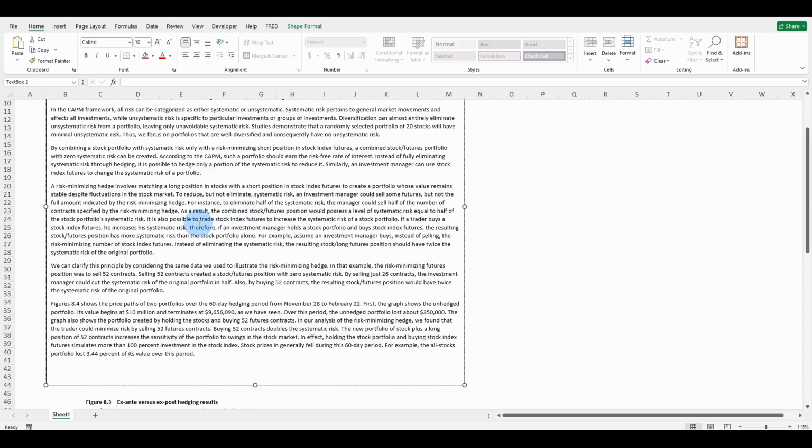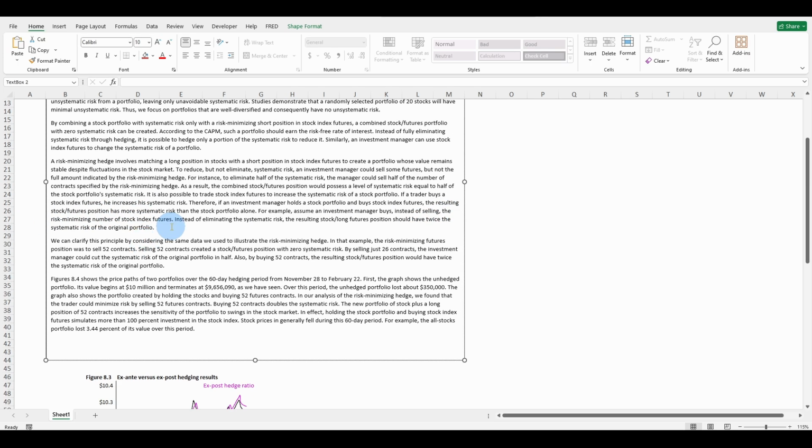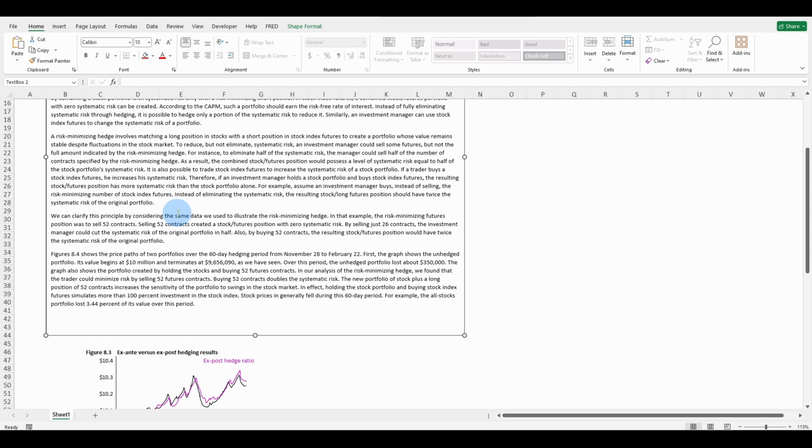It's also possible to trade stock index futures to increase the systematic risk of a stock portfolio. If a trader buys a stock index future, he increases his systematic risk. Therefore, an investment manager holds a stock portfolio and buys stock index futures. The resulting stock futures position has more risk. In other words, you have a portfolio, you buy the index, well, guess what? It sounds like you're doubling up your risk. For example, assuming an investment manager buys, instead of selling, the risk minimizing number of stock index futures, instead of eliminating the systematic risk, the resulting long position should have twice the systematic risk of the original portfolio.